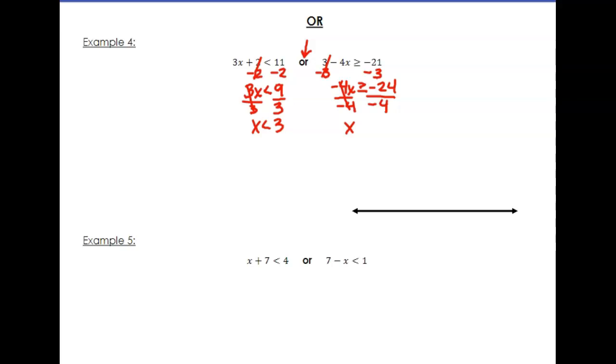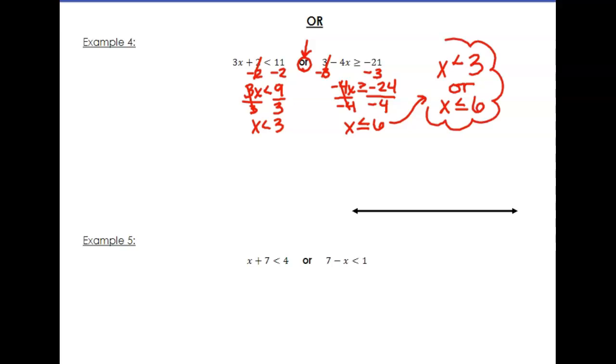You divided by a negative, so you must switch the inequality sign, and negative 24 divided by negative 4 is a positive 6. So your answers here are that x must be less than 3, or x must be less than or equal to 6. So if either of these conditions is satisfied, then your number is part of the solution set.